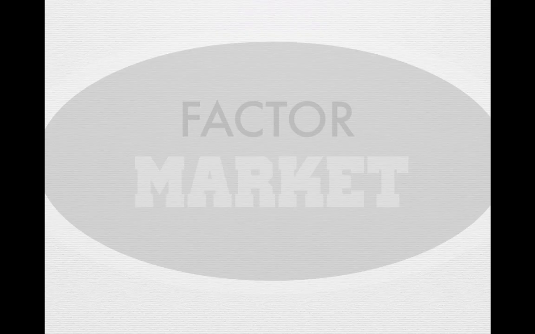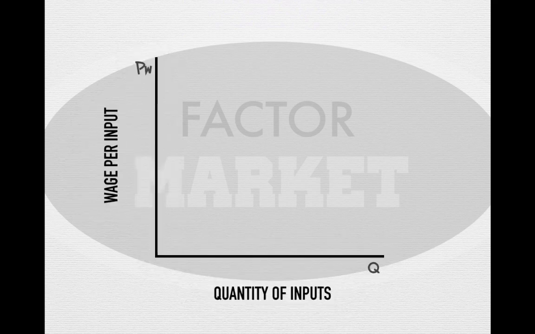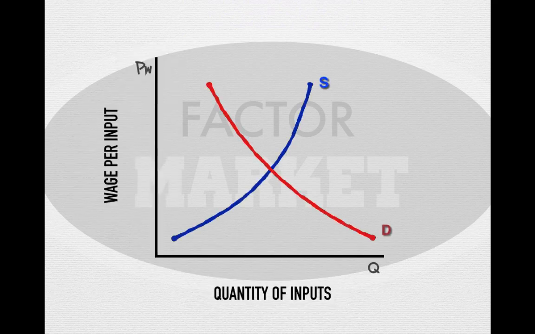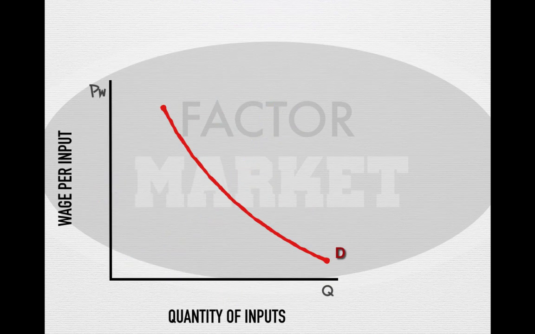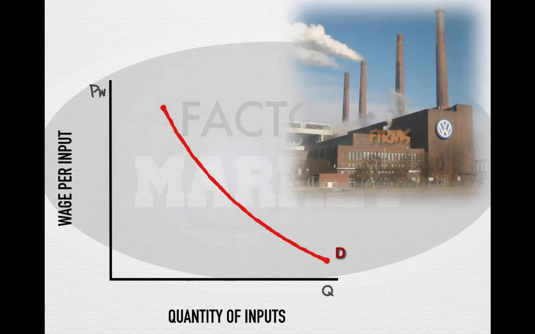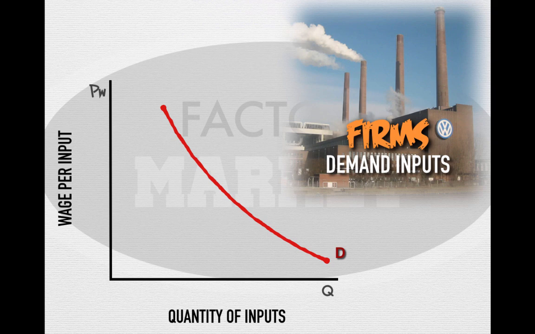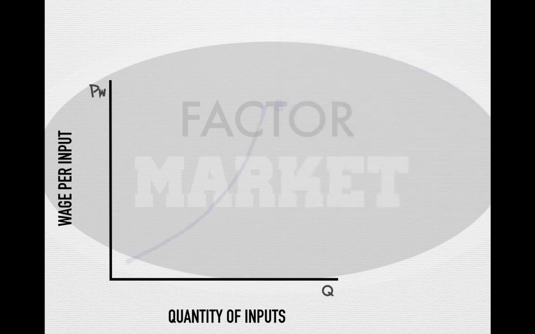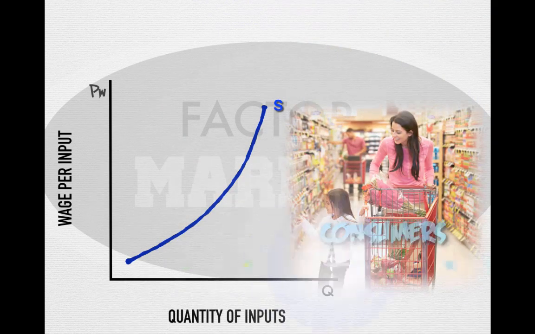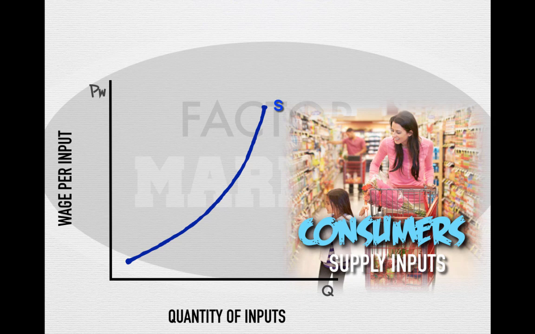This is a graph of the factor market, set by wage per input and quantity of inputs available in the market. The natural market forces of supply and demand for inputs will set the equilibrium wage per input at P1 and the quantity of inputs that will be sold in the market at Q1. In the factor market, firms will demand inputs because they have an incentive to seek productive resources in order to make products for profit. Consumers will supply inputs for a wage so they can gain income to purchase goods and services in the product market.